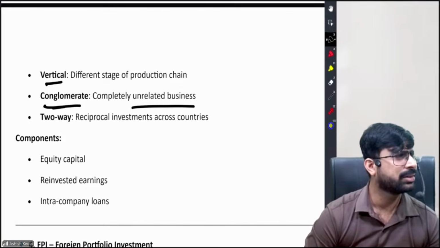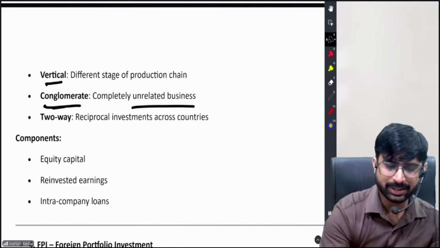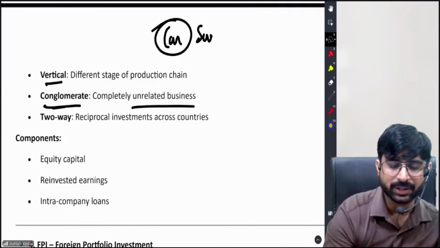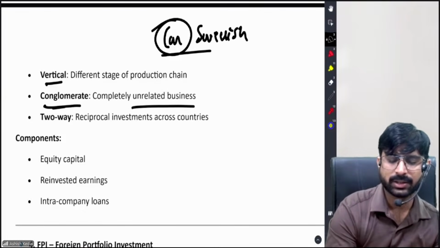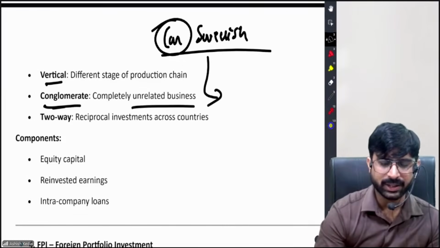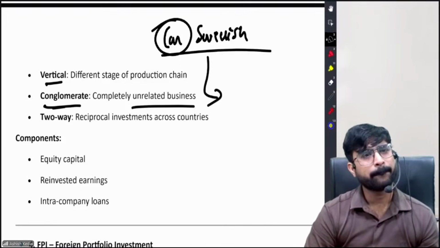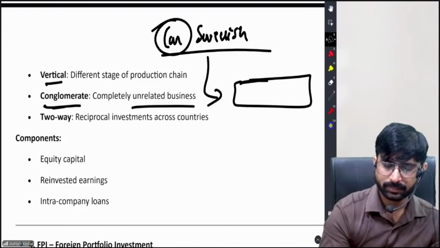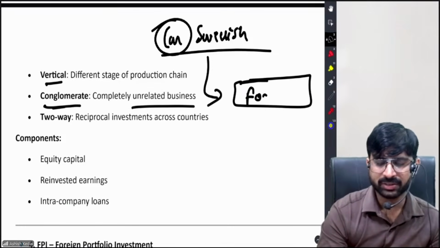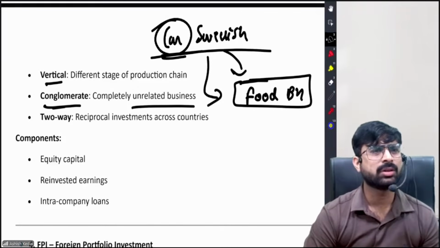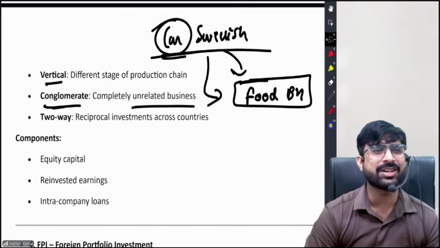Sir, we did not understand. Let's say the car manufacturing company, the Swedish company, invests in the food business in India. Has car anything to do with food? No, it's a completely unrelated business.